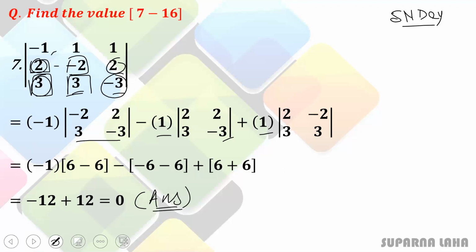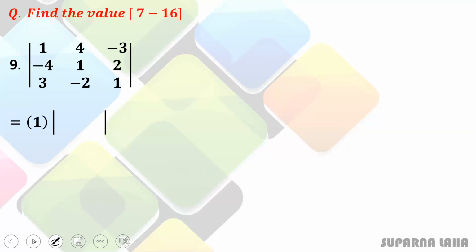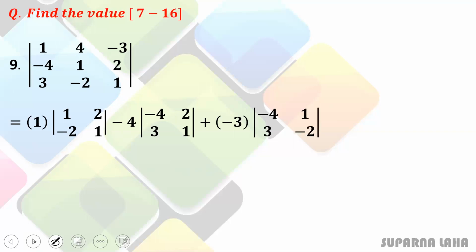Okay, so next question, I'm not taking all of 7 to 16. I'm taking question number 9. Question number 8 is your homework. Question number 9 is: 1, 4, minus 3, minus 4, 1, 2, 3, minus 2, 1. Just break this determinant.